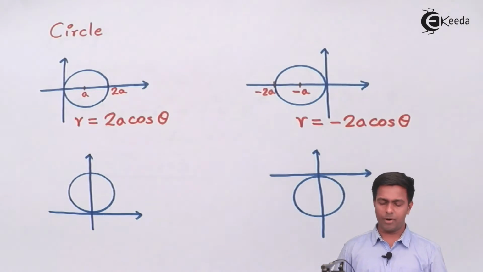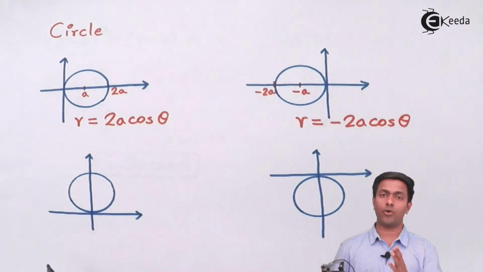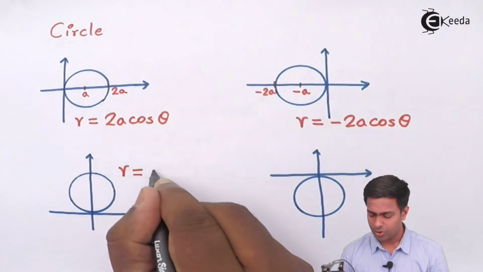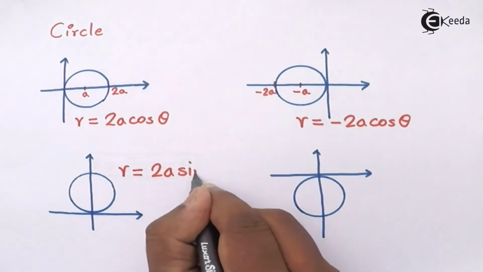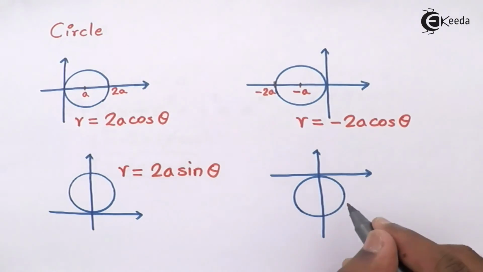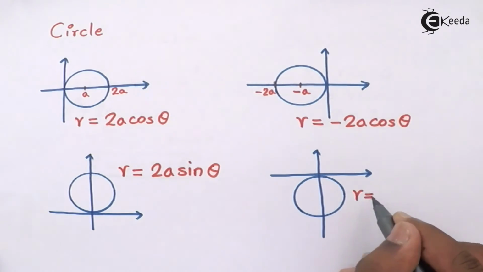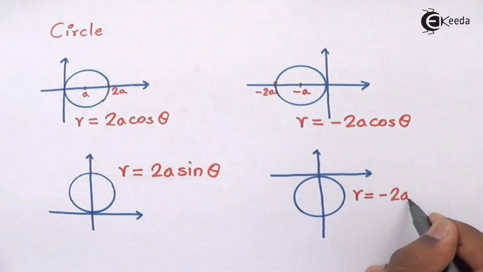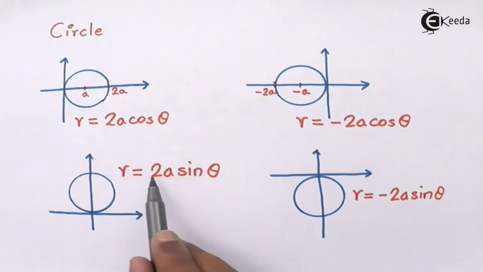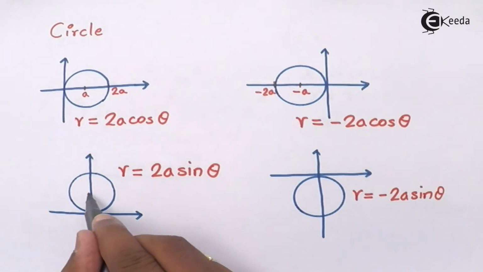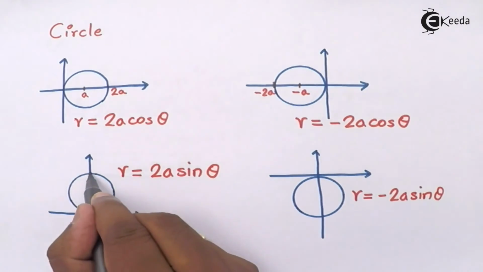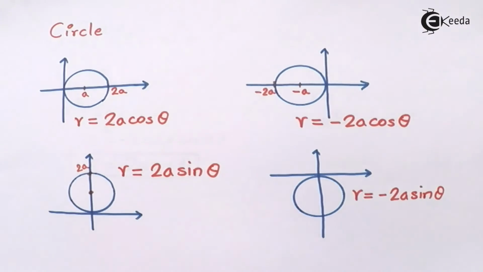Now, this circle is on the y-axis, so this equation will be like r equal to 2a sine theta, and similarly this circle will have the equation r equal to negative 2a sine theta. Let's say r equal to 2a sine theta, it means it will have center at 0 comma a and this point will be 2a, so the radius is equal to a.